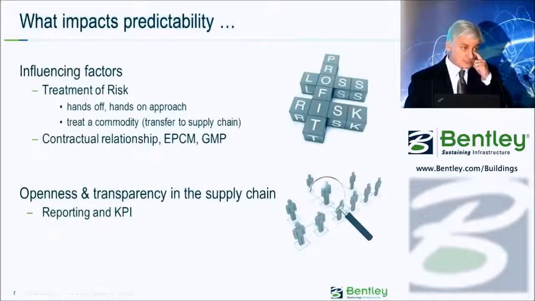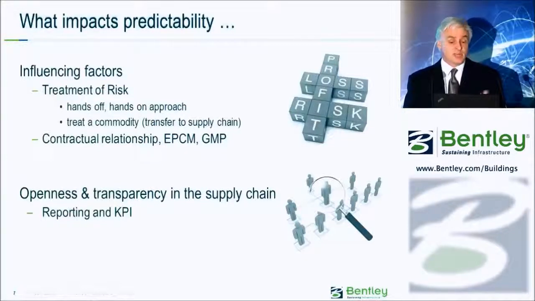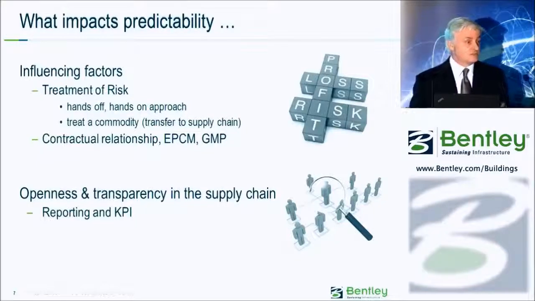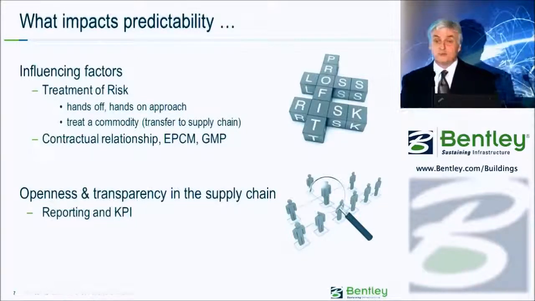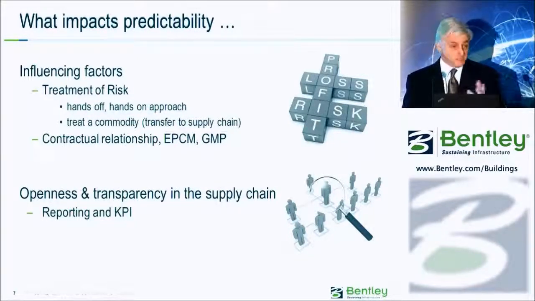Now, a lot of it is nothing to do with technology. The first thing, the big ticket item, was how they treated risk. Some organisations treated risk as a commodity. Clients treated risk as a commodity. In the oil and gas industry, the clients always treated risk as a commodity. BP is an example of that.